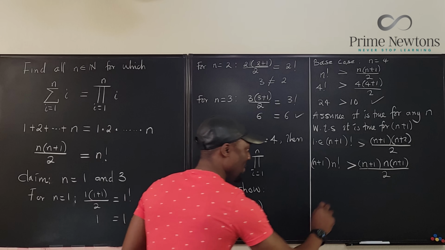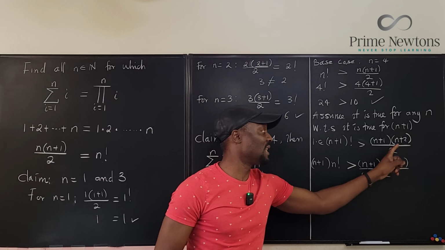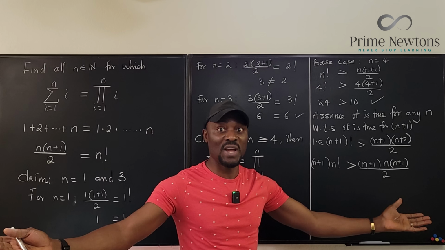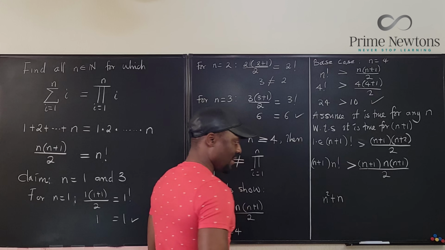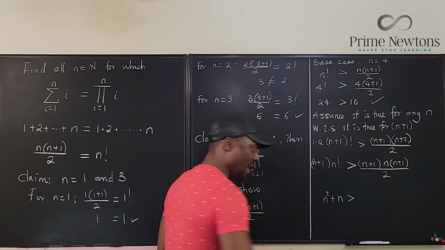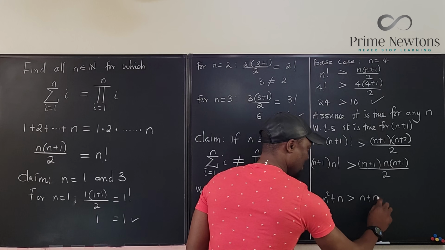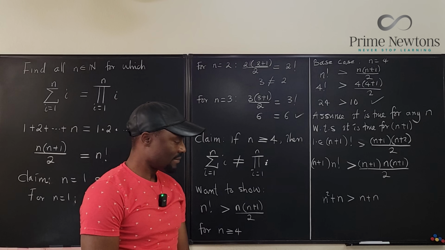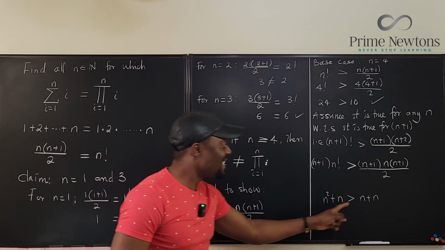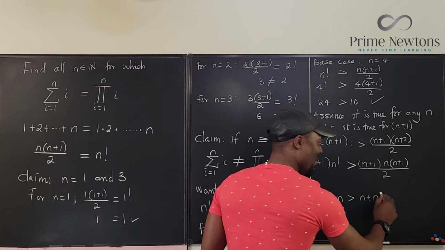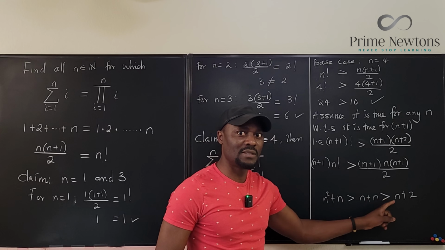Let me just show you what that is. Because this is the only part that's different from this. If you can show that n squared plus n is greater than n plus 2, or at least equal to n plus 2, we're fine. Look, n squared plus n should be greater than n plus n. Obviously, right? And n plus n is greater than n plus 2. How do you know that n plus n is greater than n plus 2?